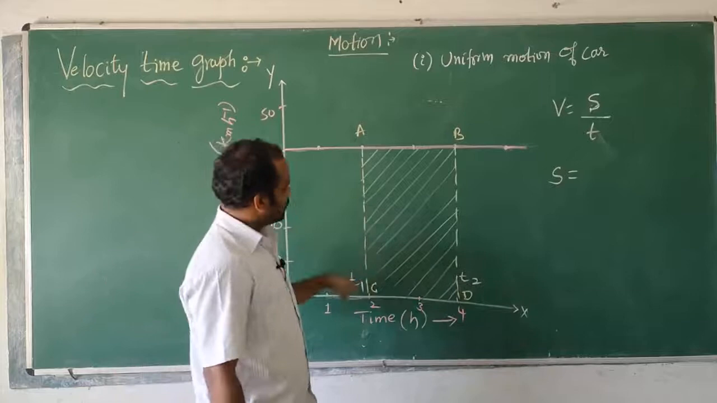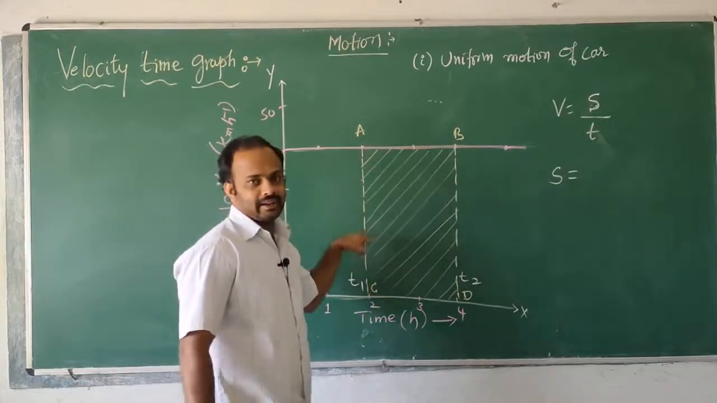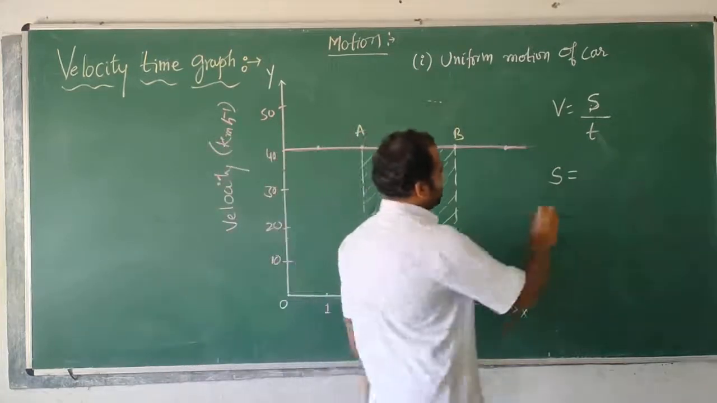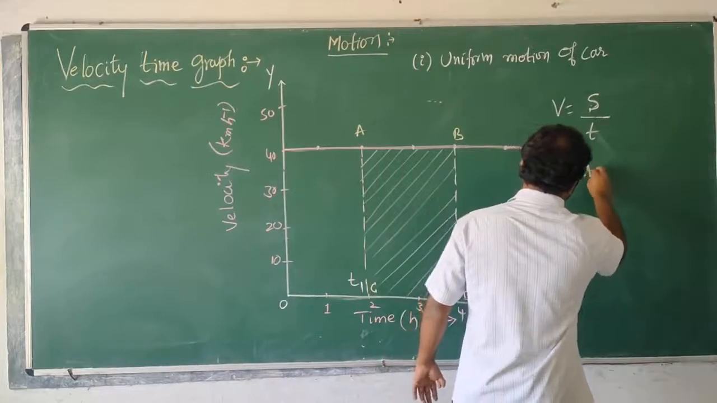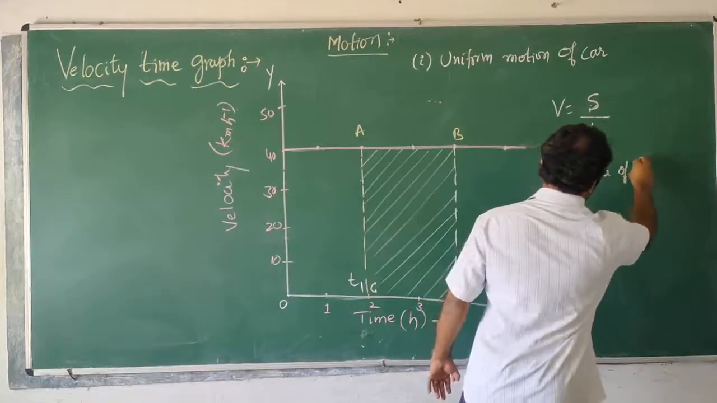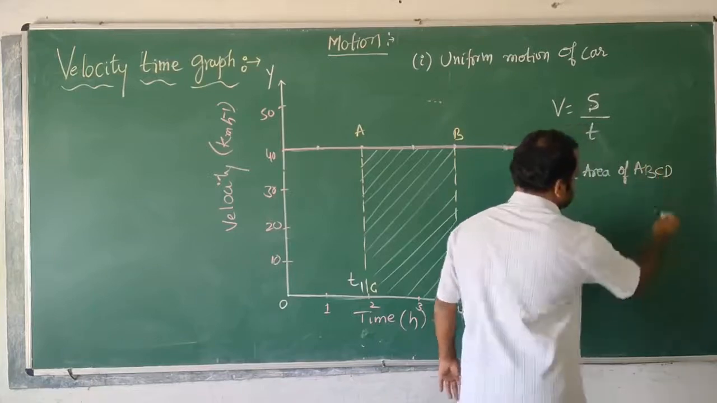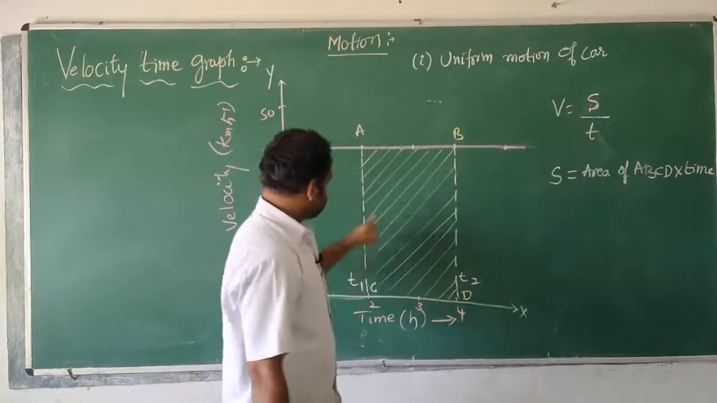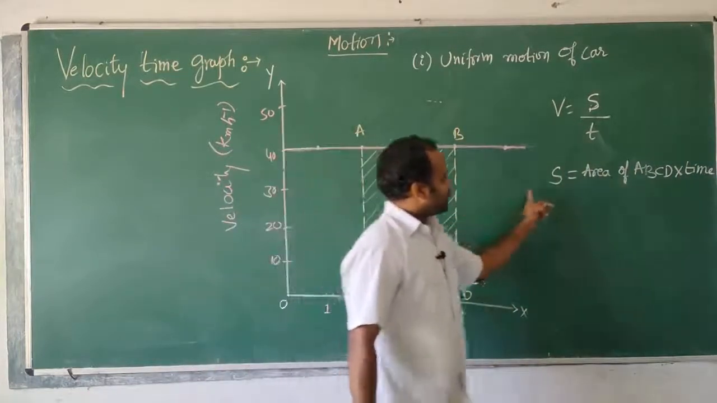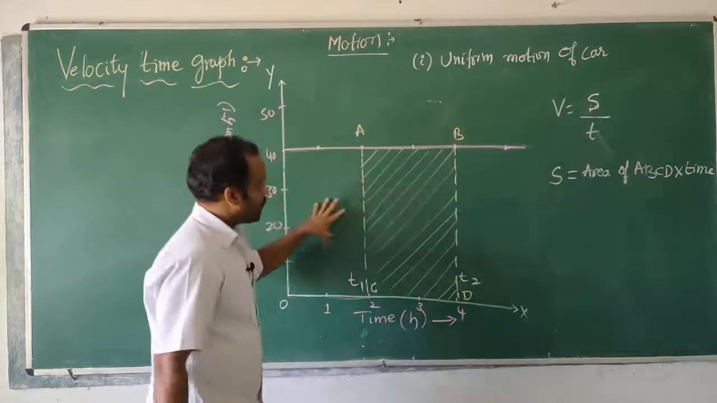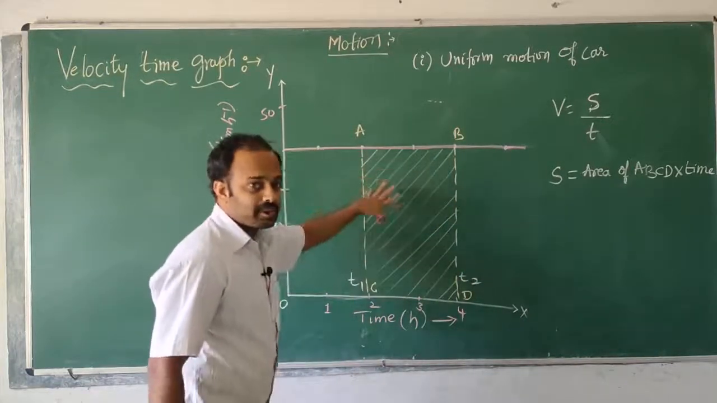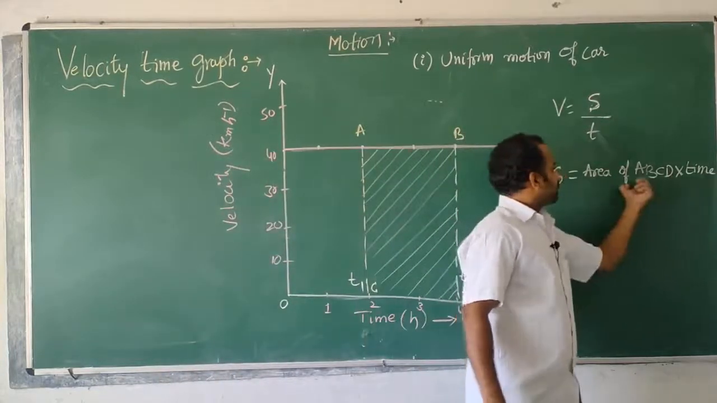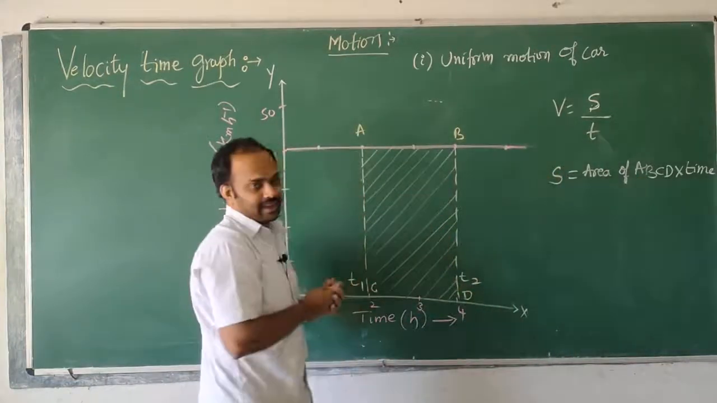What is the total velocity here? That is the area of a rectangle. Total velocity is the area of a rectangle. Therefore, we find the area of ABCD into time taken. If we want to find the distance traveled by the object, that is S equal to area ABCD into time. ABCD is the area of this rectangle.